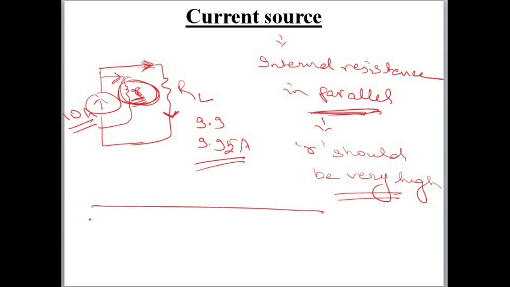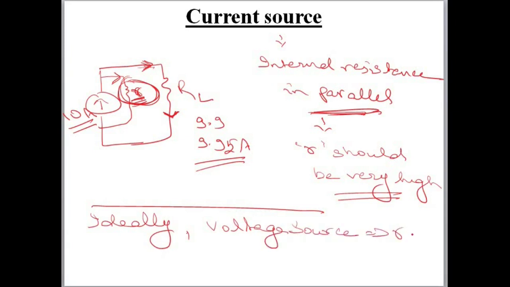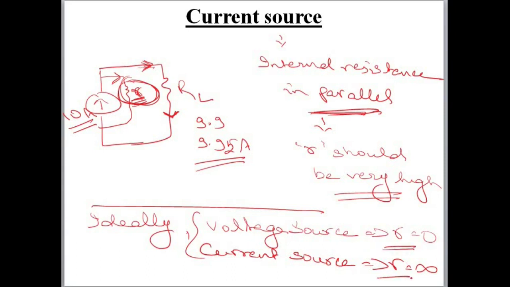Practically these are the things, but ideally a voltage source should have R equal to 0 and a current source should have R infinite. But practically these things are not achievable. So practically R should be as less as possible in a voltage source and as high as possible in a current source.